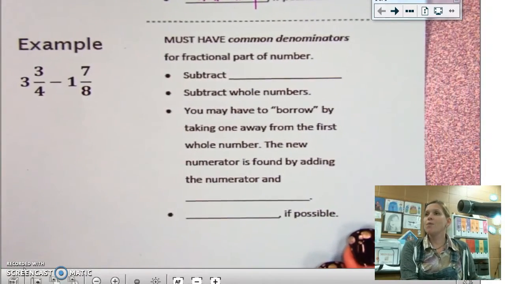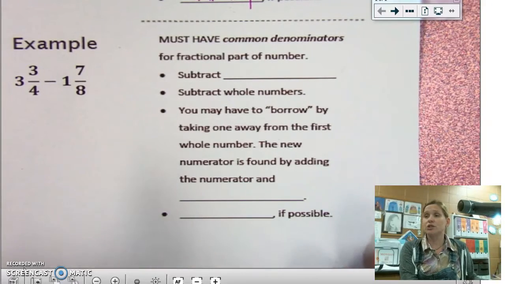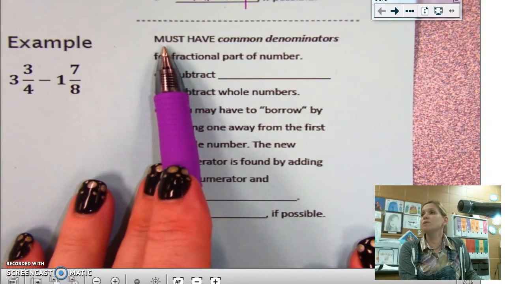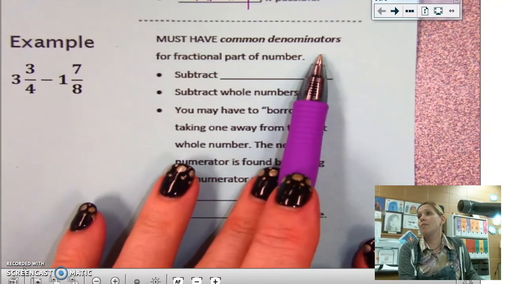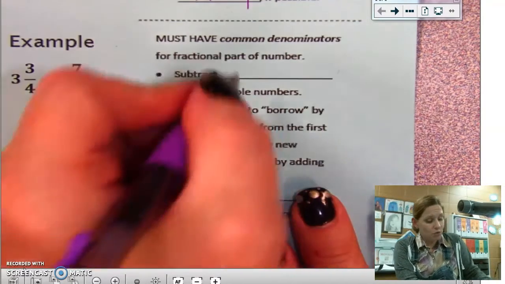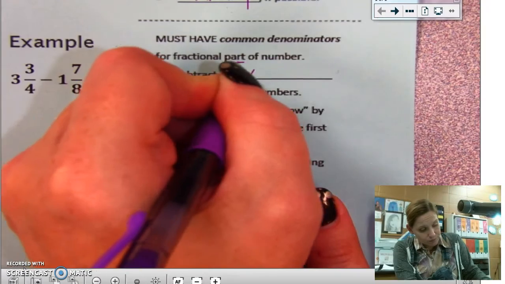All right, moving right along. We do our improper or mixed numbers, I should say. Mixed numbers. Again, mixed numbers must also have common denominators. So we are going to subtract the fractions first.